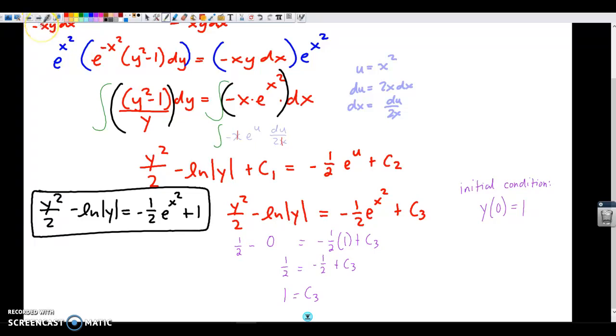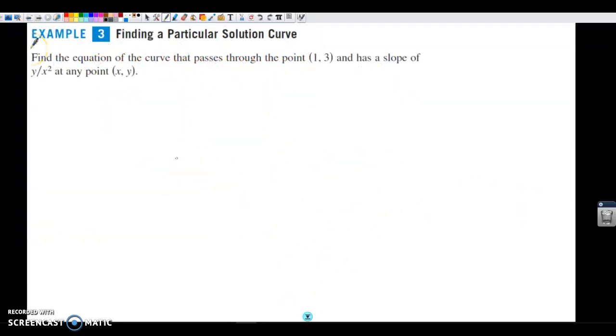So what I've done is I've just found the particular solution given an initial condition over on the right side of the screen there. Again, make sure to work through this integration. A lot of us will take it for granted that we know how to integrate, but you'll make mistakes on the test. Example 3, let's find a particular solution curve not given even an equation.